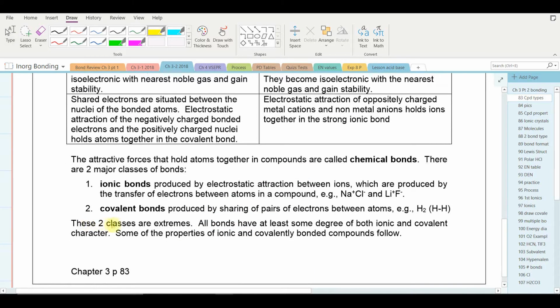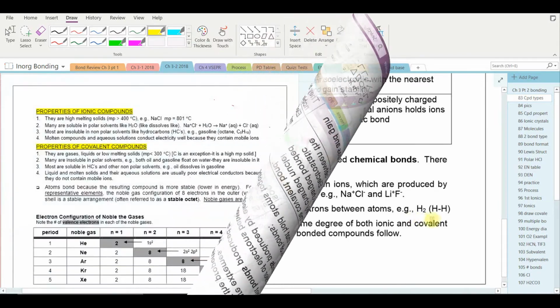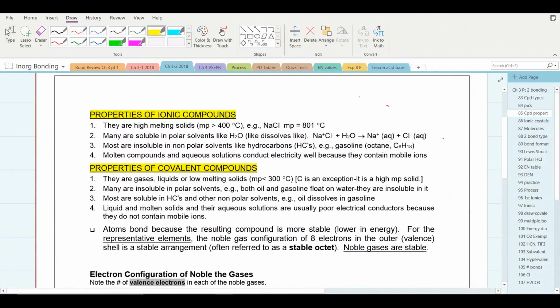Now these two classes of compounds are extremes. Many bonds have at least some degree of both ionic and covalent character. Let's skip ahead to page 85. So on the top of the page I have a summary of the properties of ionic compounds versus the properties of covalent compounds, something you should know. Ionic compounds, as we said, are high melting solids, typically greater than 400 degrees C. Many are soluble in polar solvents like water.